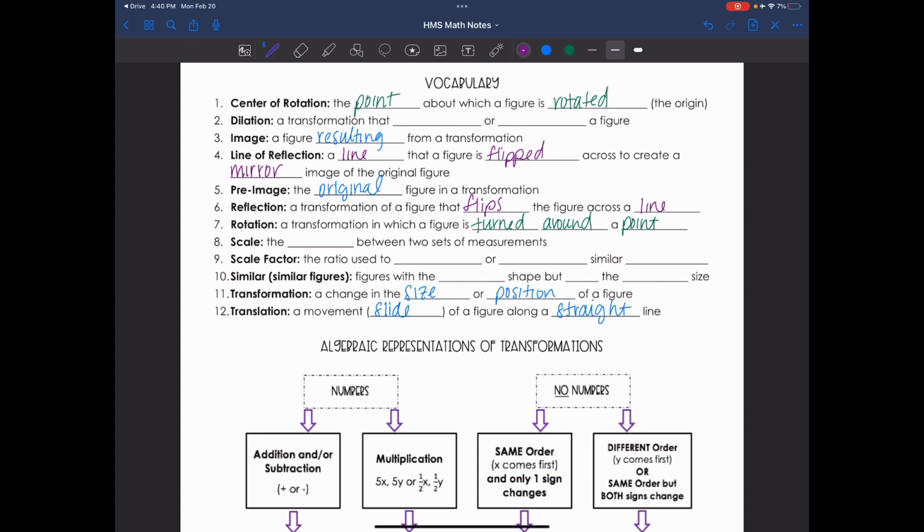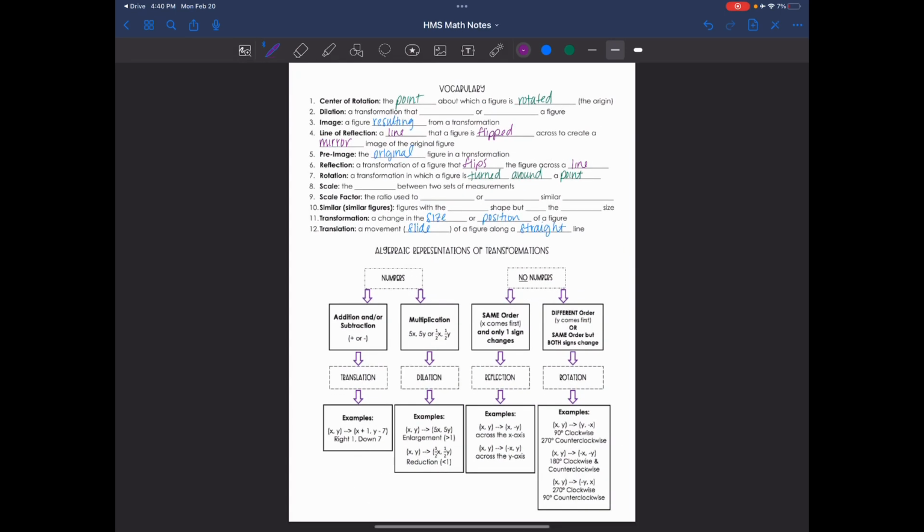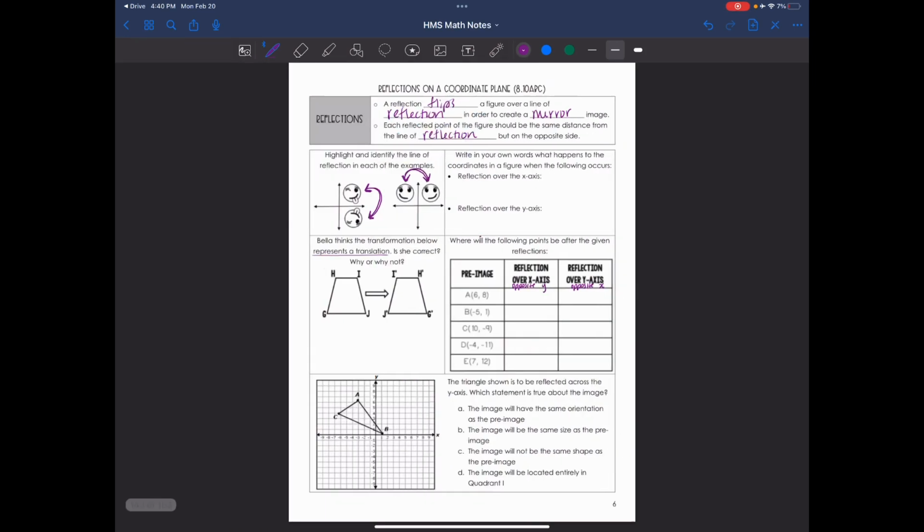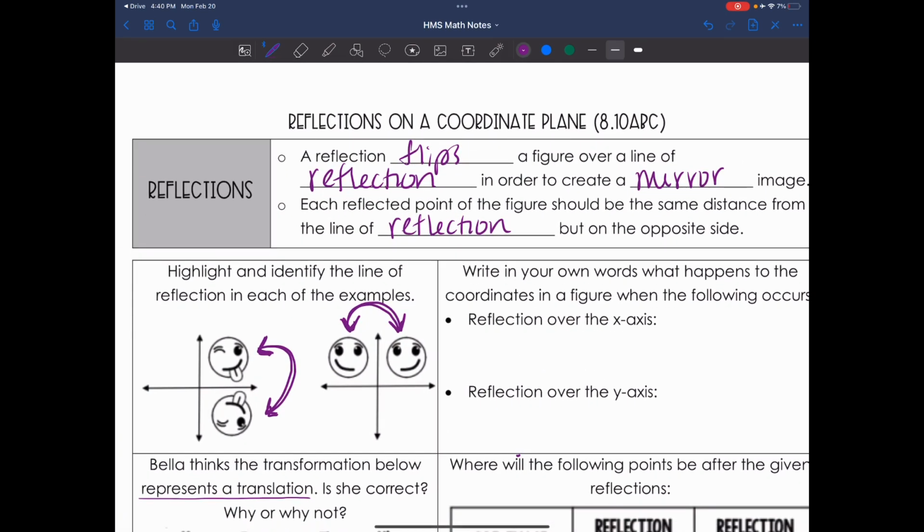Easy. It's going to be your x-axis or your y-axis. We're also talking about reflections. Number 6, a transformation of a figure that flips the figure across a line. Again, either the x-axis or the y-axis. That's actually it for vocab because we're just talking about reflections today. So let's get to today's notes, which is page 6, reflections on a coordinate plane.